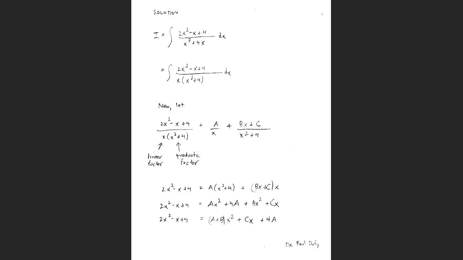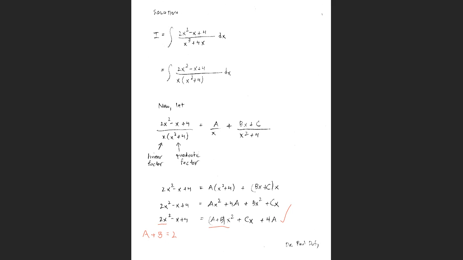I have a polynomial on the left. I'm talking now about this last step here, the last equation. Polynomial on the left equals the polynomial on the right. Well, if the two polynomials are equal, then the terms of the polynomials have to be equal. So 2x squared would have to equal a plus b times x squared. So that means a plus b would equal 2.